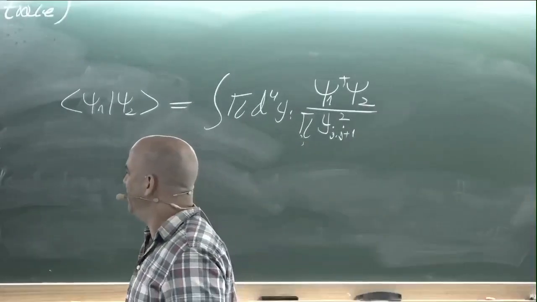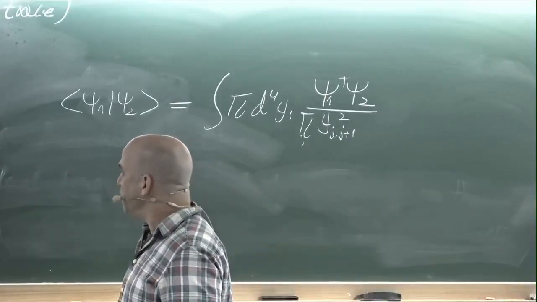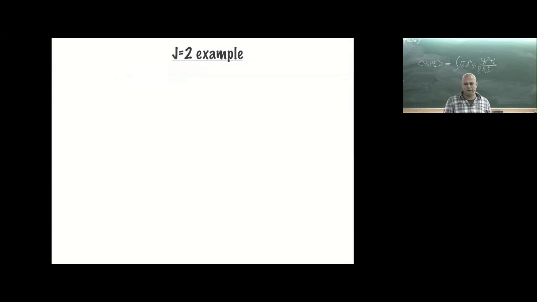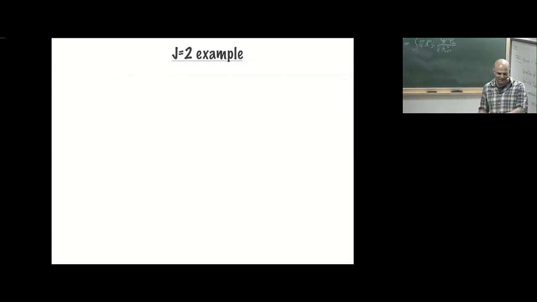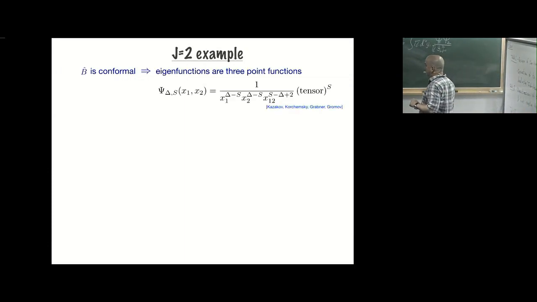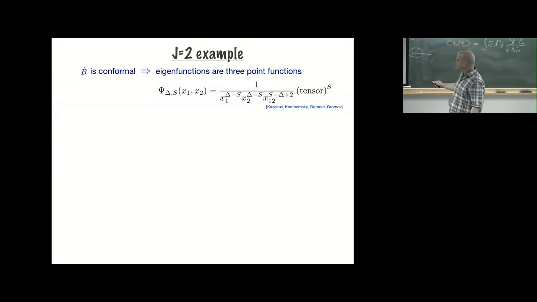So we concluded that physical operators correspond to stationary wave functions with respect to this graph building operator. I want to see it explicitly for the simple example, which is an operator of length 2, in charge 2. In this case, the wave function is just a function of two variables. If it has a given dimension and conformal spin, this is fixed uniquely by conformal symmetry. You don't have to do anything.